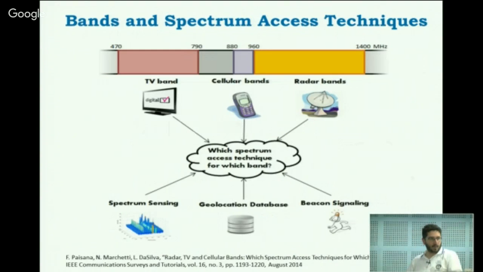Okay, there is more information. This is a nice picture. It tells you what we did in this paper. You have different bands and different access techniques, and the main question we try to answer in this paper is which is the right spectrum access technique for a certain band. Based on this, we decided to tackle radar bands, and we started to do more detailed research on that.